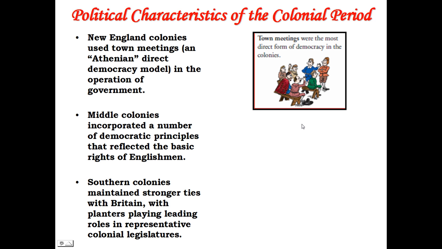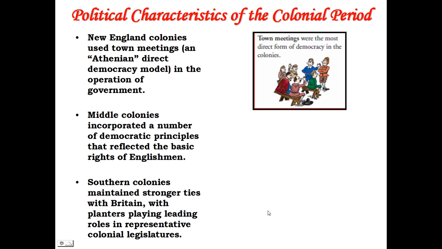The middle colonies are going to incorporate a number of democratic principles from England, and that reflected the basic rights of English people. In the southern colonies, you're going to see stronger ties with Britain, and the plantation owners are going to play the leading roles in the colonial legislatures there.